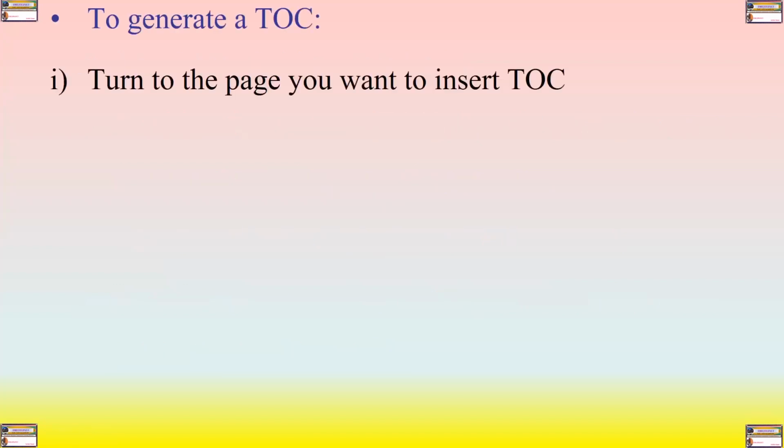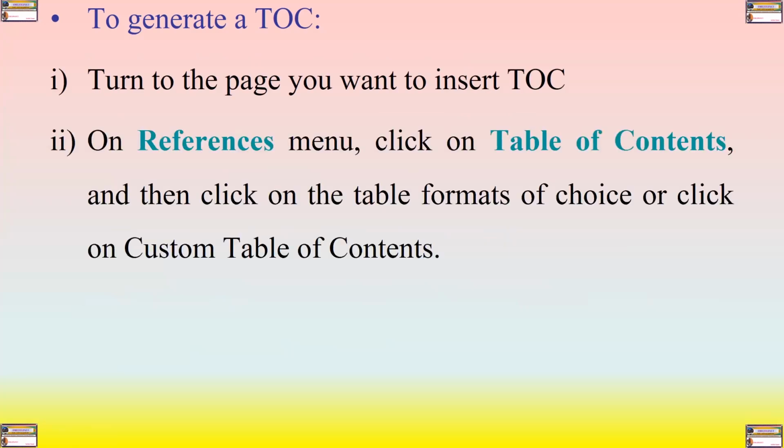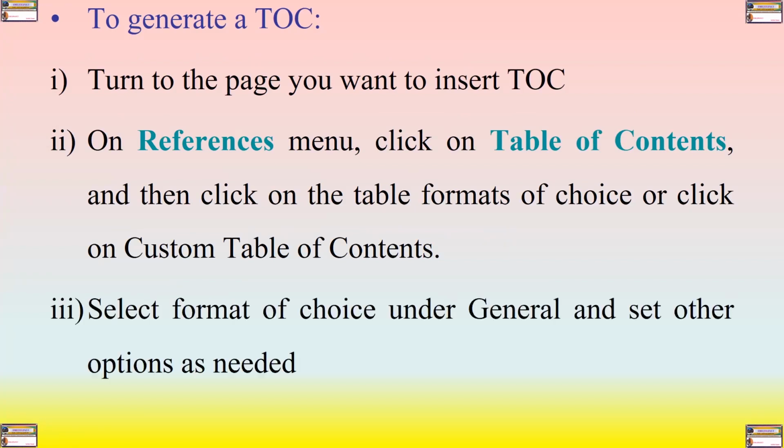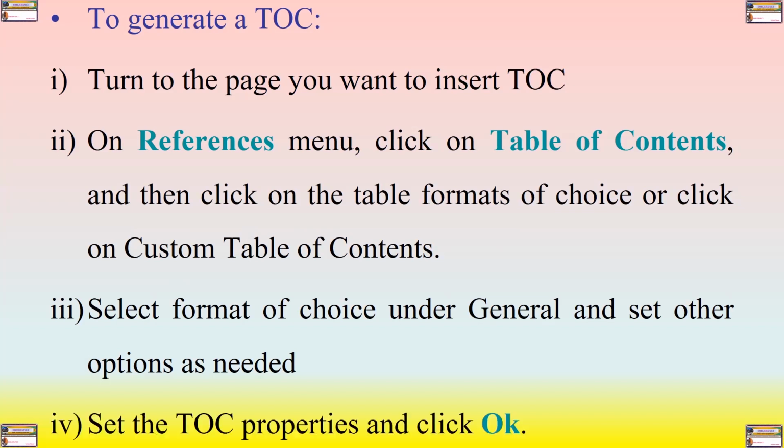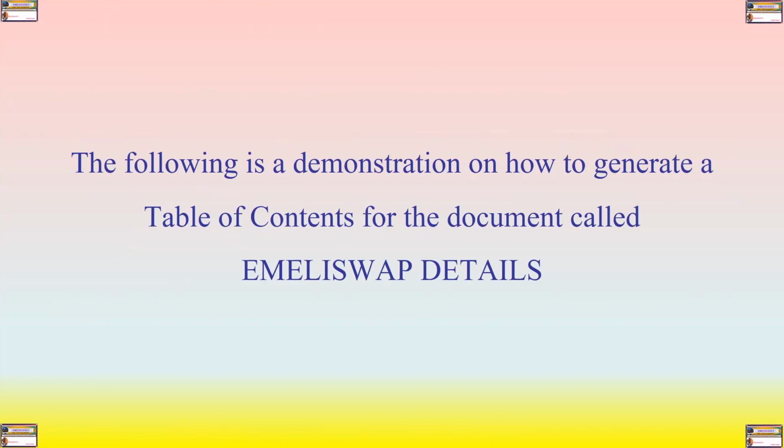So to generate a table of content, you turn to the page you want to insert the table of content. Then on the References menu, click on Table of Contents, and then click on the table format of choice, or click on Custom Table of Contents. Then select the format of choice and General, and set other options as needed. Set the Table of Content properties and click OK. So the following is a demonstration on how we can generate a table of content for our document called Emily Swap Details.